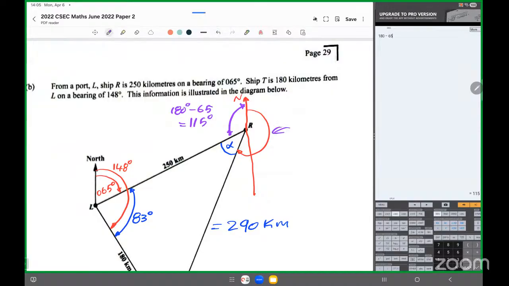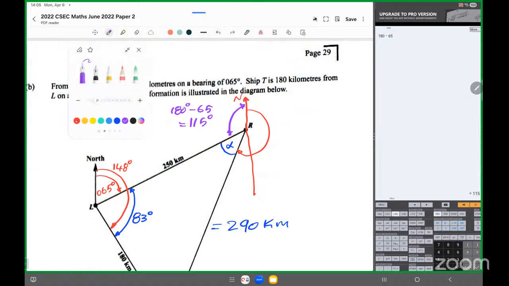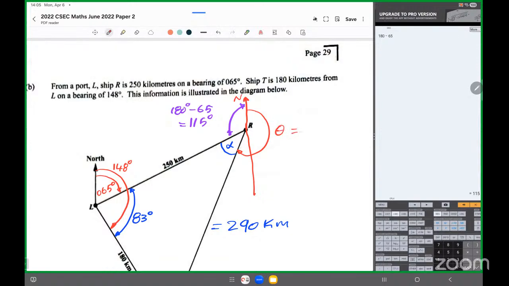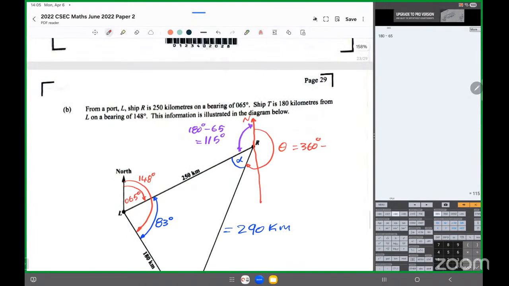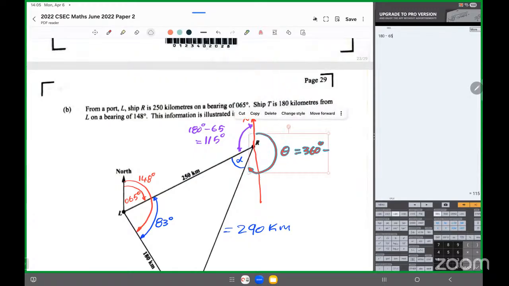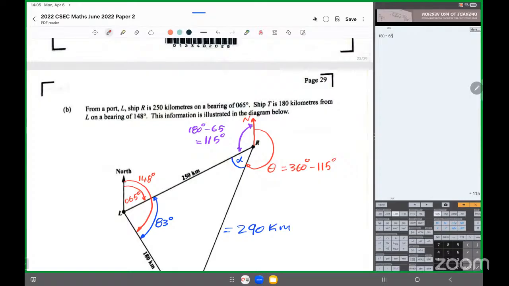And then this angle that we want, the theta, the bearing angle theta, is now equal to 360 minus the 115 and minus the alpha. We're going to have to find alpha. It is 360 minus the 115, and then minus the alpha.